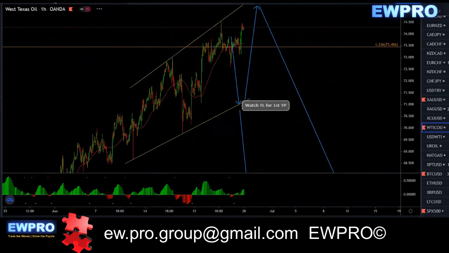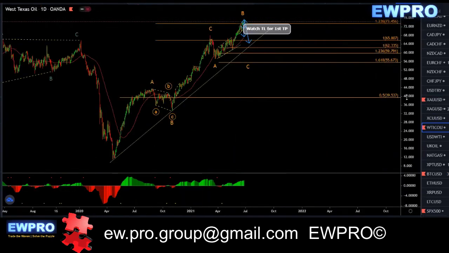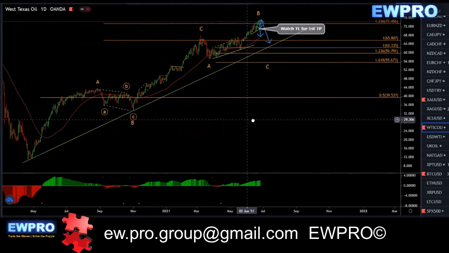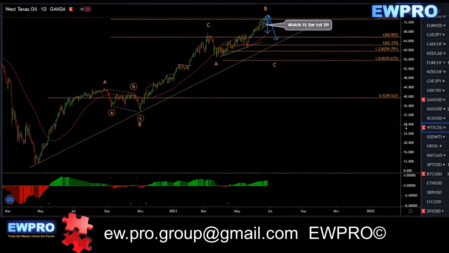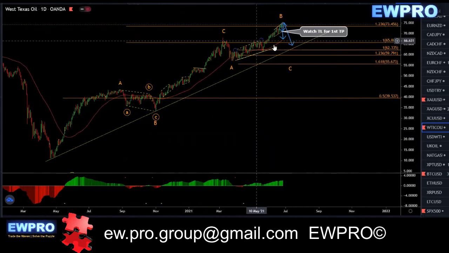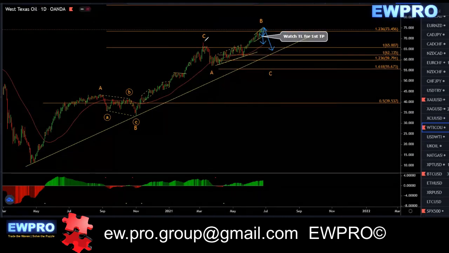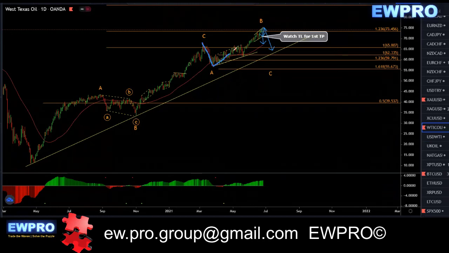WTI on the daily, I did put a trade idea out on this one. It turned into a break even for me, but every sell setup I get, I'm going to look for it. Looking at it as an A, I'm still looking at it as a B because it's so choppy, and we're looking for that C down. Still looking for that C down.